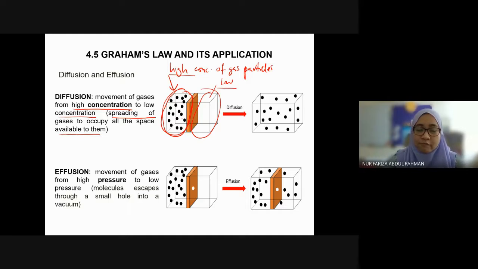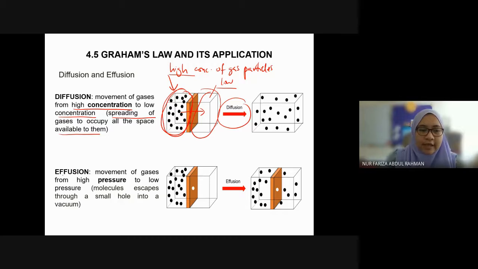Okay, when we remove this barrier, or we lift up the divider, the high concentration of gas particles just now will diffuse to a lower concentration of gas. So dia akan moving toward this side. So this process is what we call diffusion. Okay, it is a diffusion process.